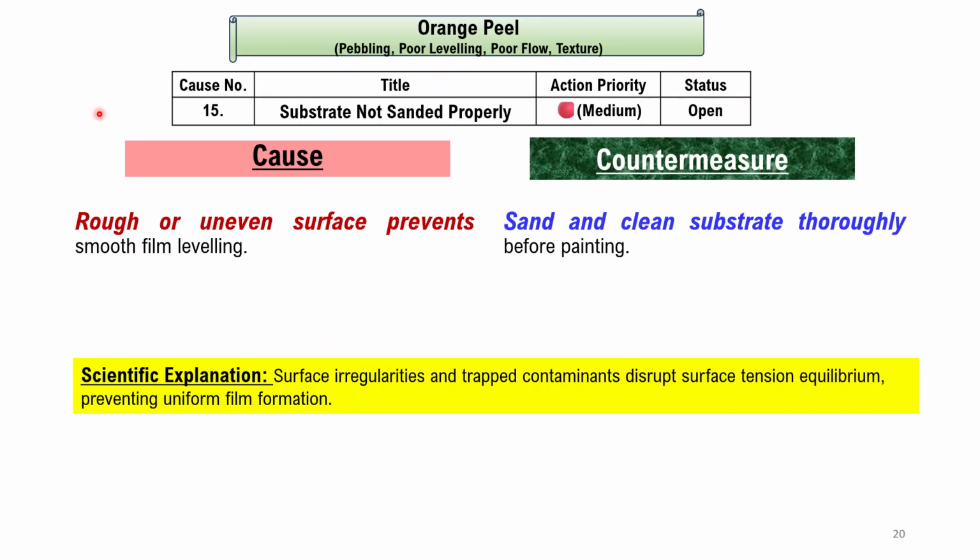The 15th probable cause regarding the paint defect orange peel could be substrate not sanded properly. Rough or uneven surface prevents smooth film leveling. It can be explained as surface irregularities and trapped contaminants disrupt surface tension equilibrium, preventing uniform film formation. Therefore, the recommended countermeasure is to sand and clean the substrate thoroughly before painting.